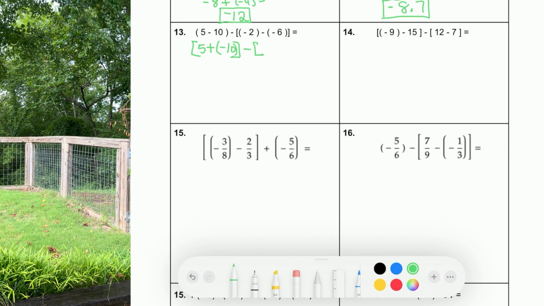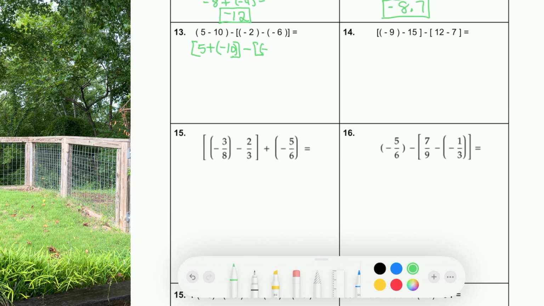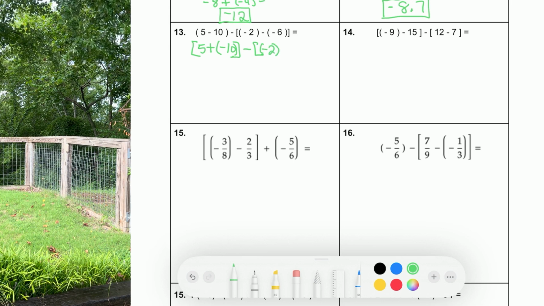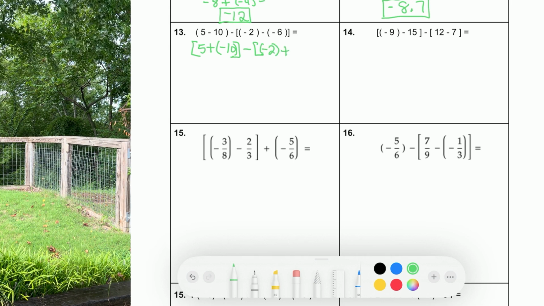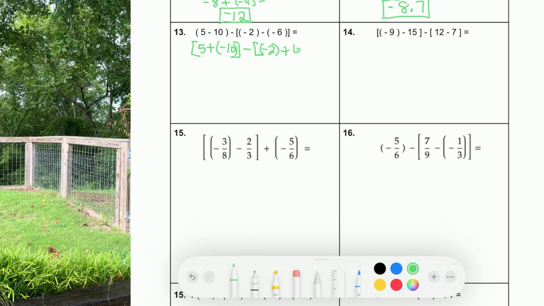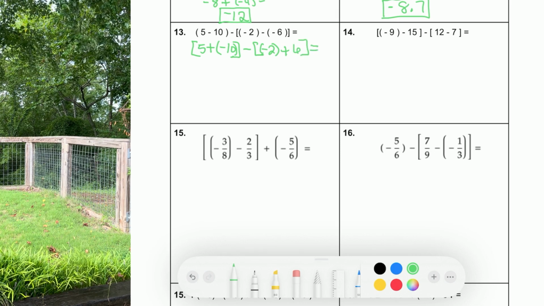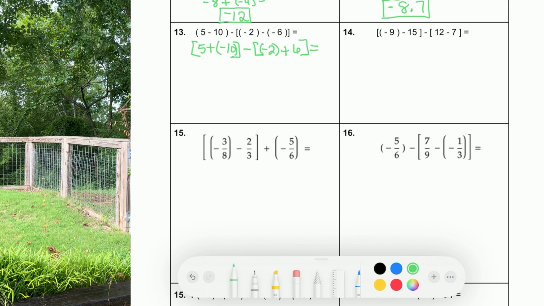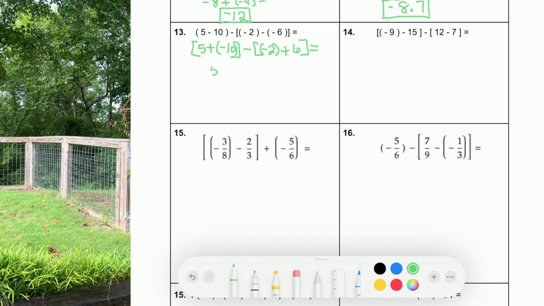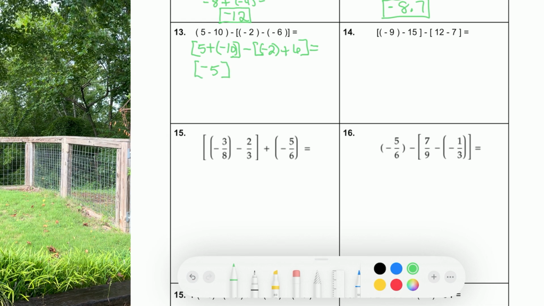Minus. All right, we're in a different grouping. We have -2. Keep that. Change the minus to a plus. Change the -6 to a +6. All right, so 5 plus -10. We need to take the difference, which is 5. Keep the sign of the larger, which is the 10. So our number is actually going to be -5 left in here.